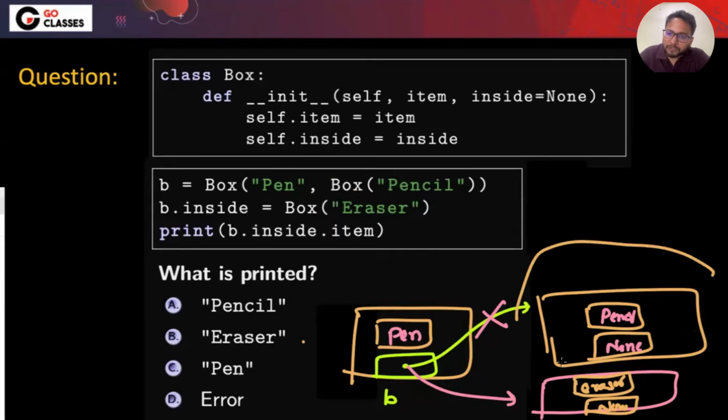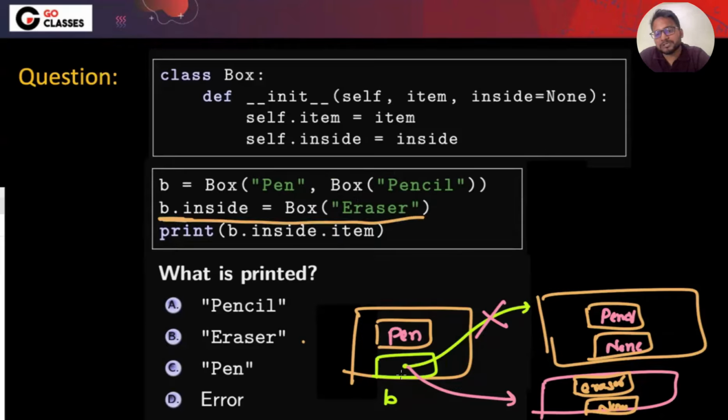Now, how to access this box? Can you tell me? Suppose I want to print pencil after this line. Is there a way to access this box? See, earlier it was using this inside, b dot inside. Okay, b dot inside was this box, but now you're modifying the entire value of b dot inside. So there is no way to access this box now.